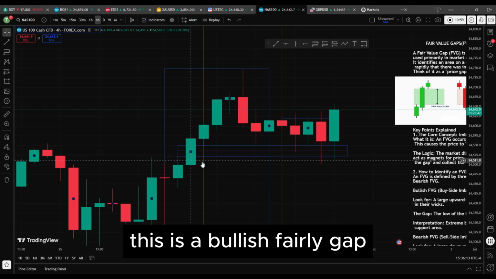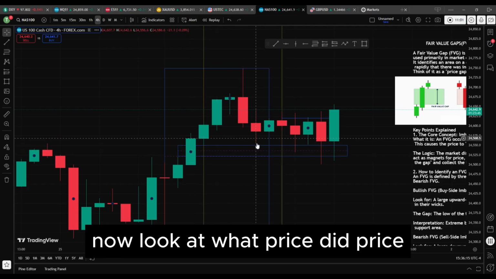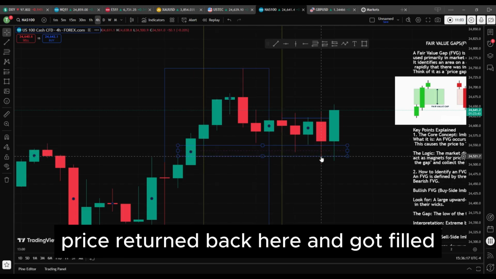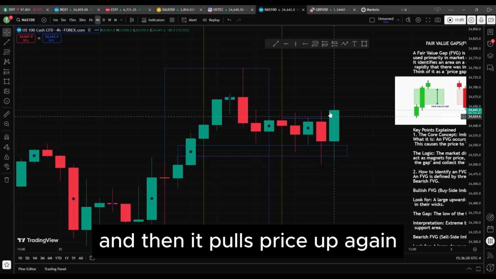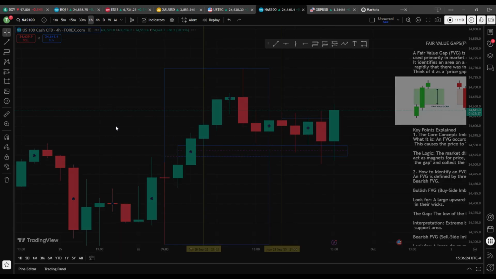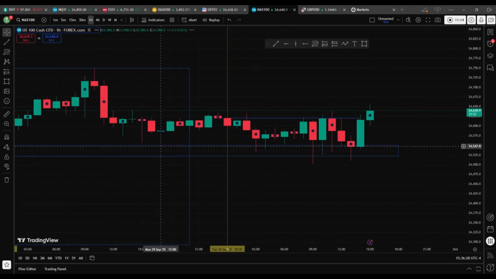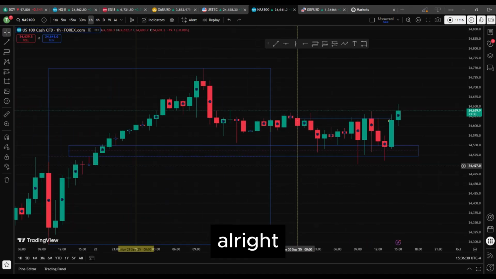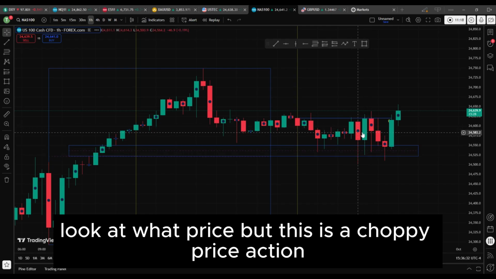There is a bullish fair value gap. Now look at what price did. Price recovered back here and got filled, and then pulled price up again. Now look at it on the hourly. Alright, look at what price did, but there's choppy price action.